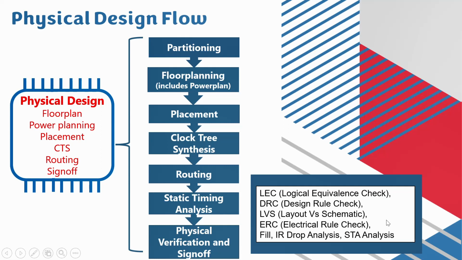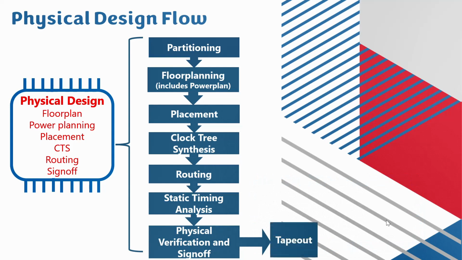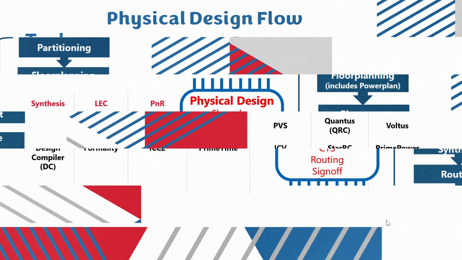ECO is a stage where the ECO file is sourced for the changes required. And once the design is error free, it is sent for tape out. That is, it will be sent to the foundry for its fabrication. So this is the physical design flow.